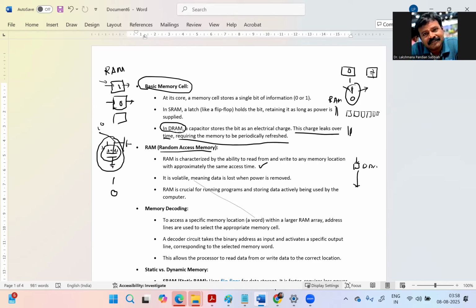The access time is the same wherever the location is. A location means one row, then another row, in an array of memory. Here we have to give one particular address. That address is enabled, then the value is stored, and we can retrieve it.